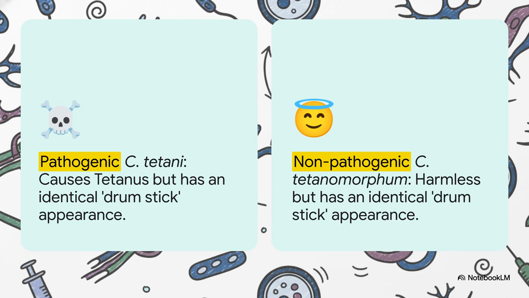It turns out our suspect has a doppelganger, an imposter named Clostridium tenomorphum. And the crazy part? It looks identical. It has the exact same drumstick appearance, but it's completely harmless. This means just looking at it, microscopy alone, is totally unreliable. Visual ID just isn't going to cut it here.